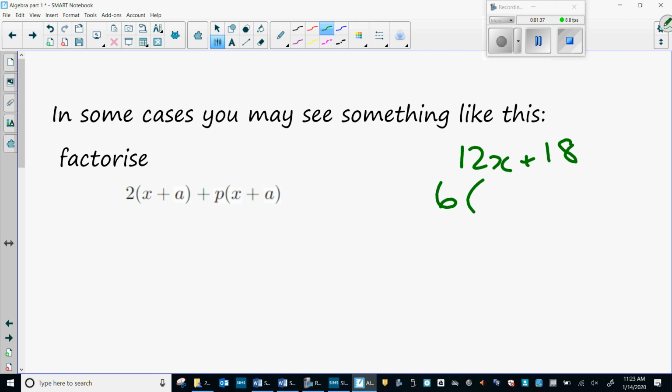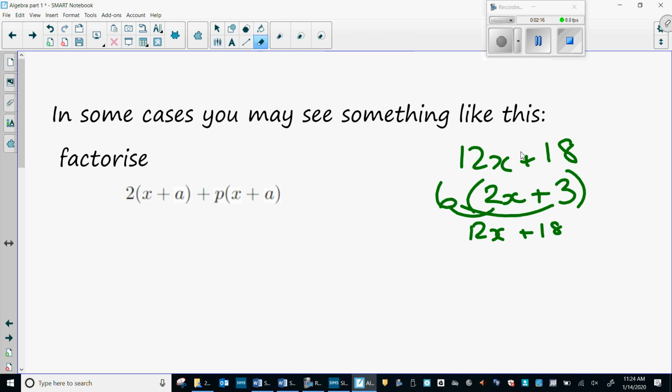And then remember, what's left inside the bracket is what we have to multiply the 6 by to get back to that original expression. So what do we have at the beginning, Emily? 2x, and then plus 3. Good. So we have completely factorised that expression. There's nothing else common to the 2x and the 3. And if we were to expand this, we would get back to our original expression. So that's what we're doing when we're factorising: we're looking for common things.